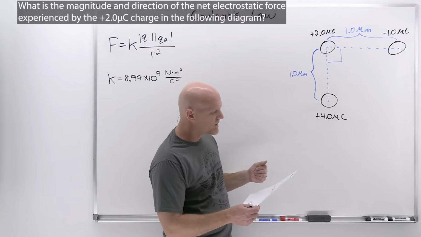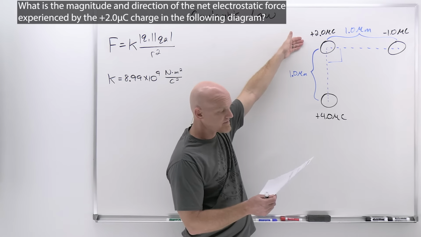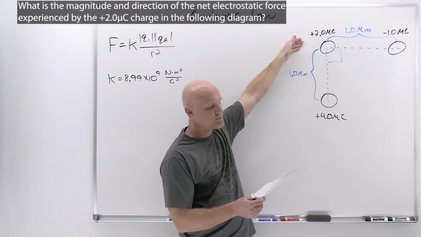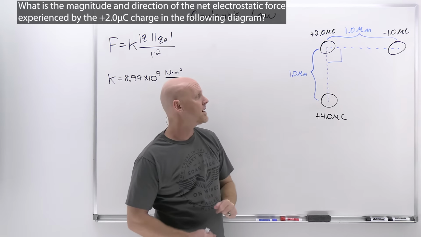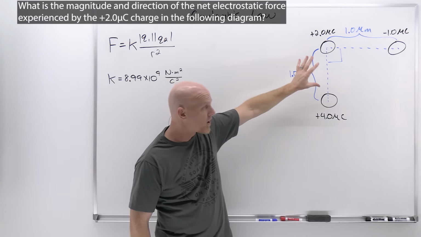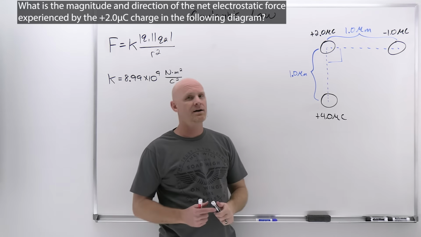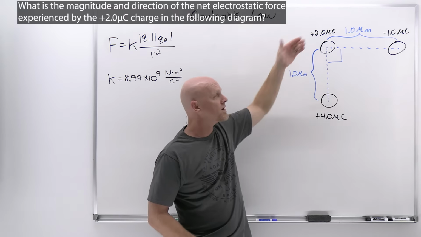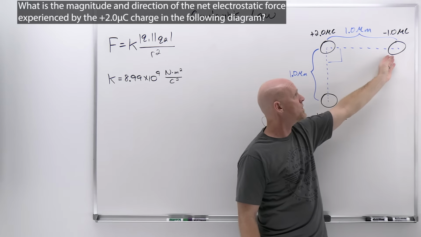All right, so the question says, what is the magnitude and direction of the net electrostatic force experienced by the positive 2.0 microcoulomb charge in the following diagram? And the diagram is definitely included on the study guide as part of the question here. So this is part of the problem. In this case, we can draw a really quick free body diagram here for the positive 2.0 microcoulomb charge. And it's experiencing a force due to this negative 1 microcoulomb charge.